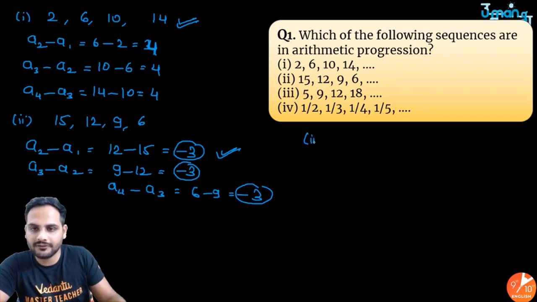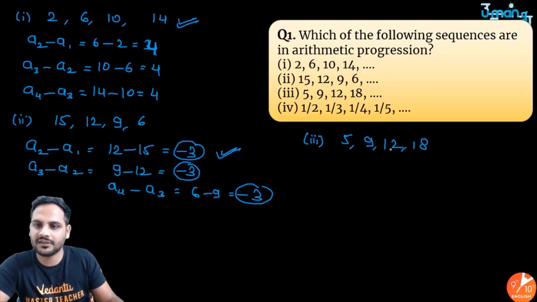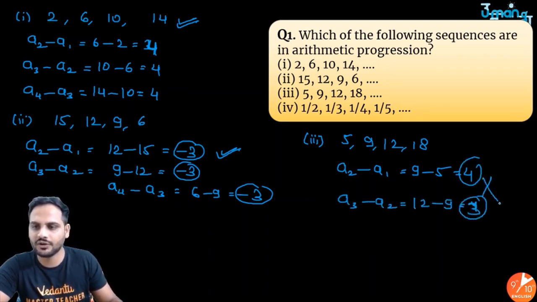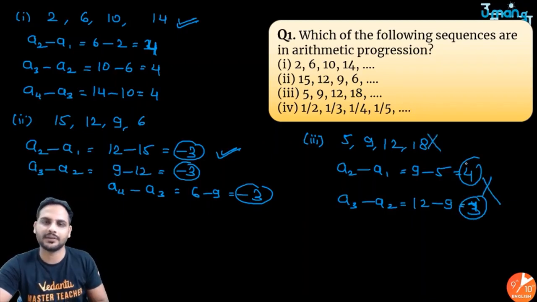The third part, if I check, 5, 9, 12 and 18. So the first term is 5, second term is 9, third term is 12, fourth term is 18. So a2 minus a1, that is 9 minus 5, is equal to 4. a3 minus a2 is 12 minus 9, which is equal to 3. So directly here you saw that the common difference is not the same, so it is not an AP, right?